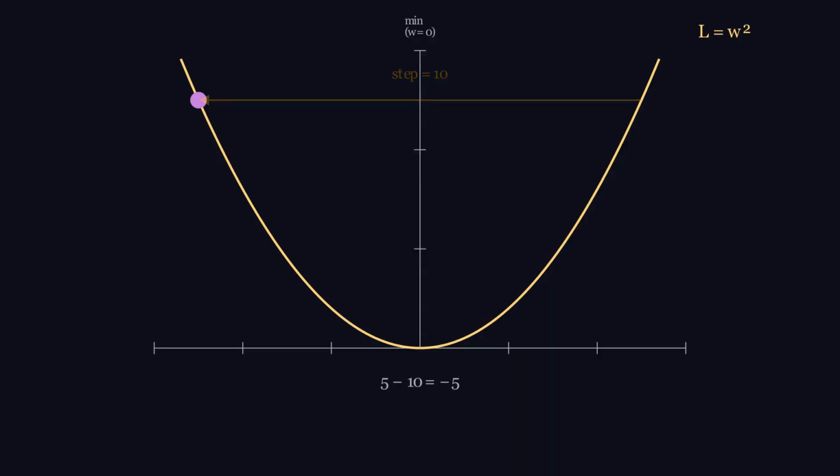Moving opposite the slope by that full amount, the weight matrix W new equals 5 minus 10, which is negative 5. Now at the weight matrix W equals negative 5, slope equals negative 10. Moving opposite, the weight matrix W new equals negative 5 plus 10, that's 5 again. We're back where we started. The dot bounces between 5 and negative 5 forever, never reaching the minimum at 0. The slope told us exactly which direction to move, and applying it directly as a step size trapped us in an infinite loop. We need something else.